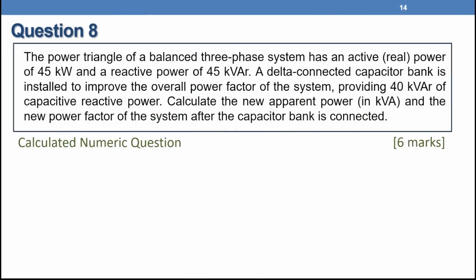Question number 8. The power triangle of a balanced three-phase system has an active power, real power, of 45 kilowatt and a reactive power of 45 kilovar. A delta-connected capacitor bank is installed to improve the overall power factor of the system, providing 40 kilovar of capacitive reactive power. So we need to calculate the new apparent power in kilovolt ampere and the new power factor of the system after the capacitor bank is connected.